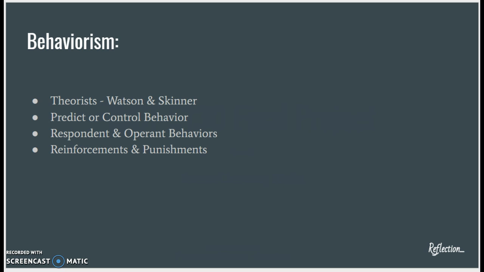This theory puts all behaviors in one of two categories: respondent and operant. Respondent behaviors are involuntary, such as a baby startling. Operant behaviors are those elicited by a stimuli. In order to elicit a response, positive and negative reinforcements can be used. Additionally, in order to change behaviors, punishment can also be used.